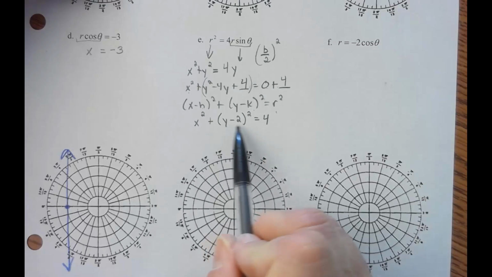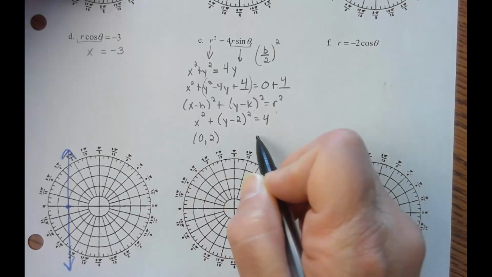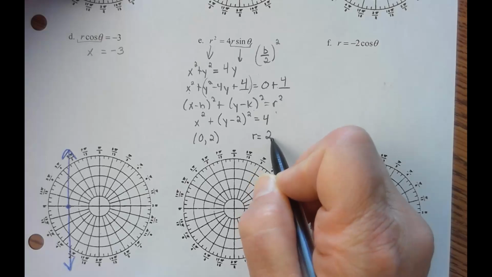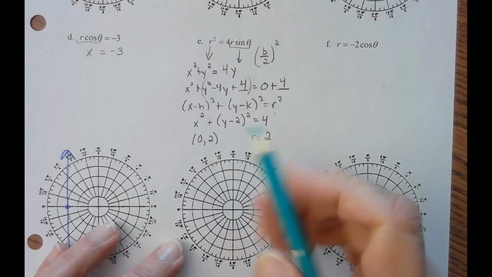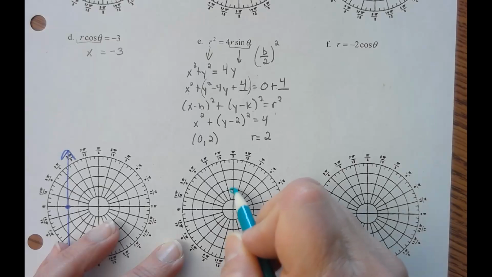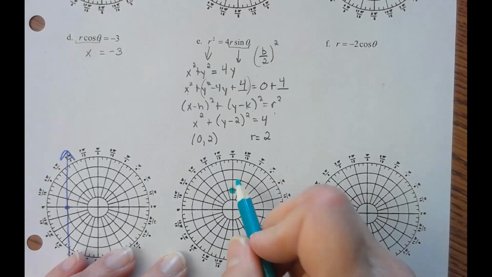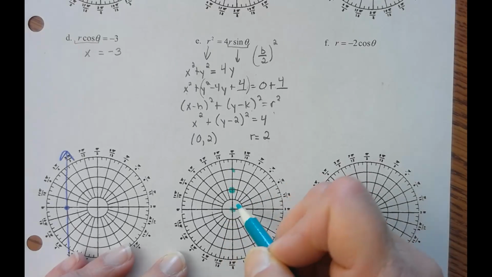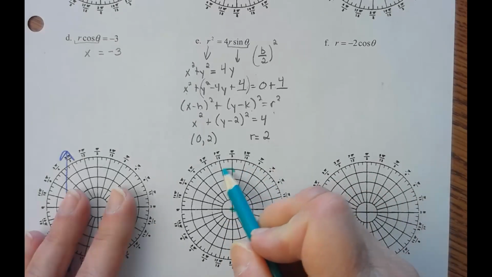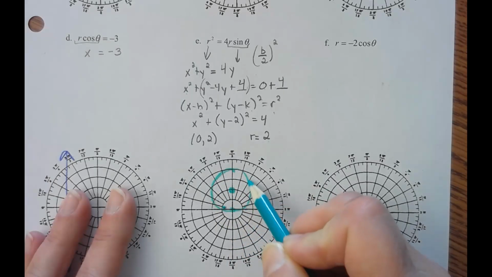I have a circle here in standard form. The center is 0, 2, and the radius is 2. When I graph this, I go to 0, 2, and then I draw a circle with a radius of 2. So I'll come up 2 and down 2, and then try to draw a neat circle.